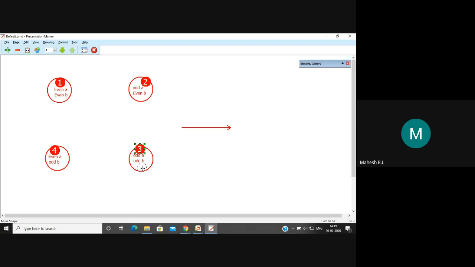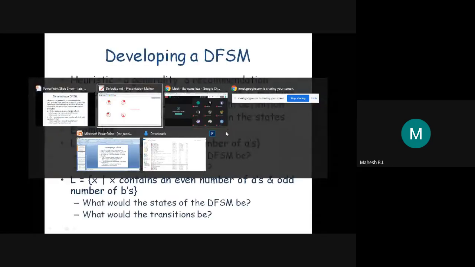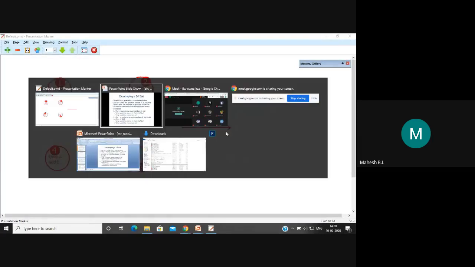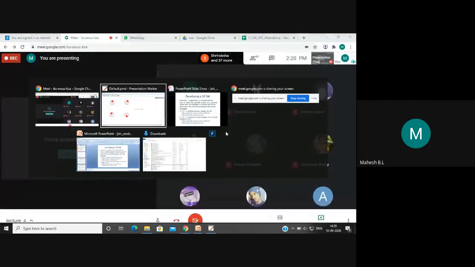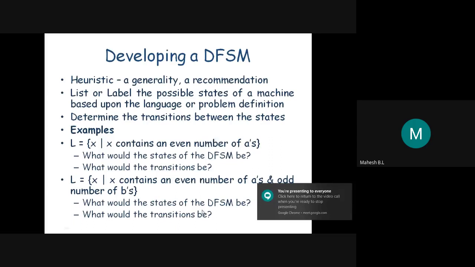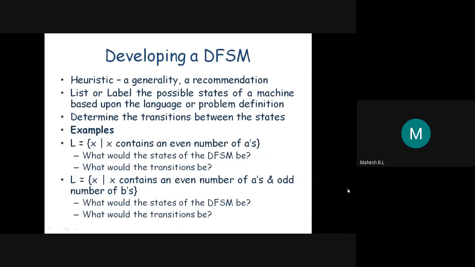Now let me ask a few questions. You need to answer. The first question I'm going to ask is whether epsilon belongs to the language or not. Just read the definition of the language once again: X contains an even number of A's and odd number of B's. Whether epsilon belongs to the language or not. Just give your answer.